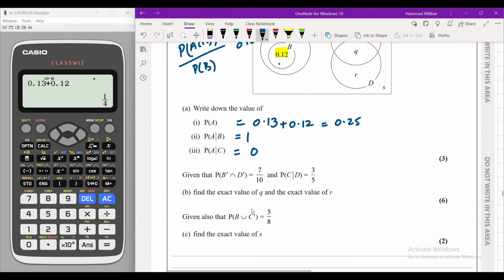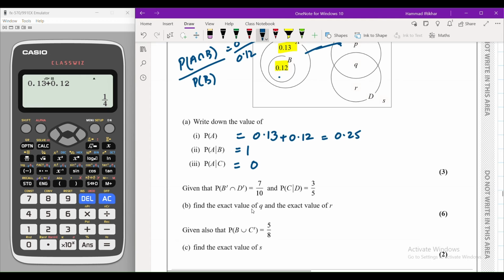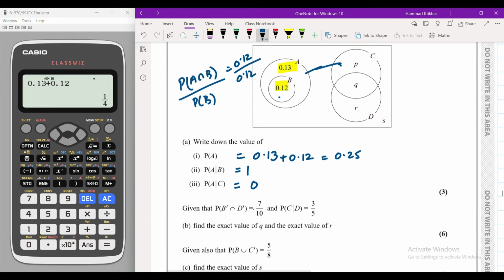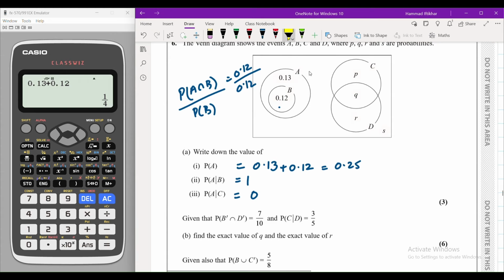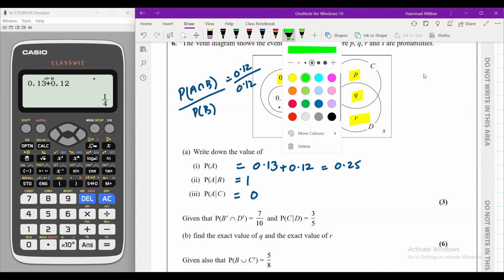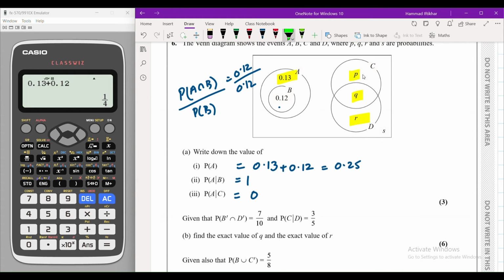Okay. Given that, probability of B complement intersection D complement. So B complement, let's try to fill out. B complement includes this, and let's use that. And D complement is this, and this. So where the two colors are matching.